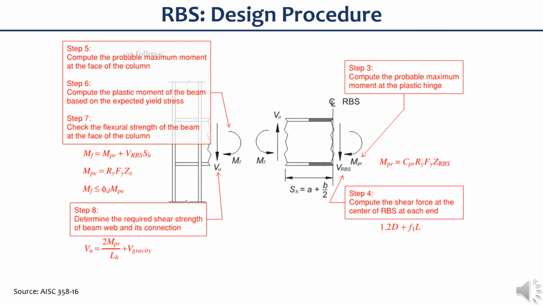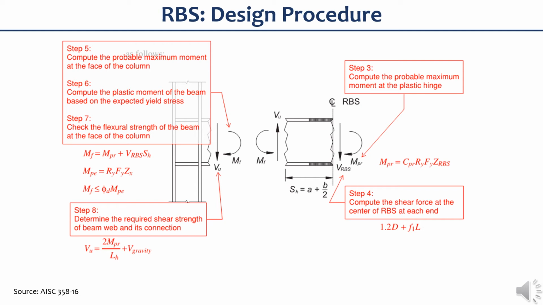For the next step, we should compute the probable maximum moment at the plastic hinge using the equation given as MPR. For step number 4, we should compute the shear force at the center of the RBS at each end of the beam. Note that the shear force at the center of the RBS shall be determined from the FBD of the portion of the beam between the centers of the RBS. This calculation shall assume that the moment at the center of each RBS is the MPR and shall include the gravity loads acting on the beam based on the 1.2 D plus 0.5 L load combination.